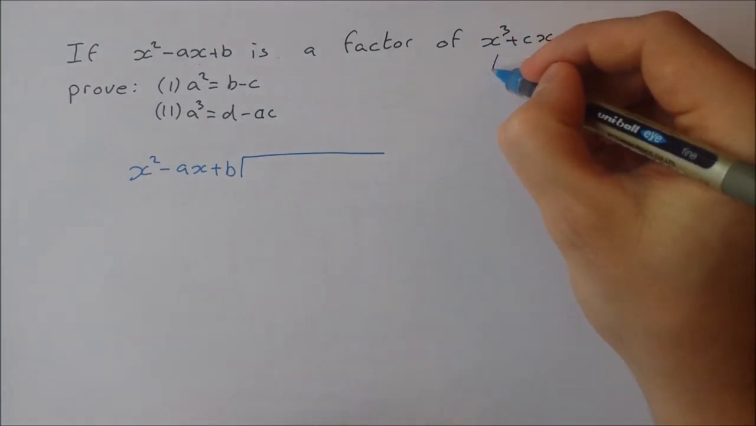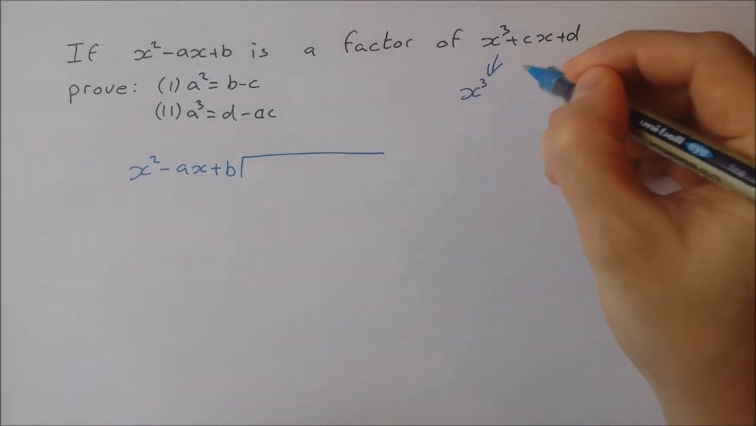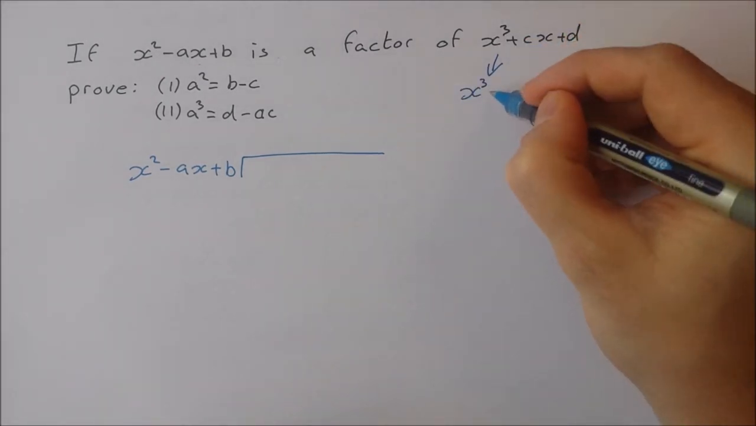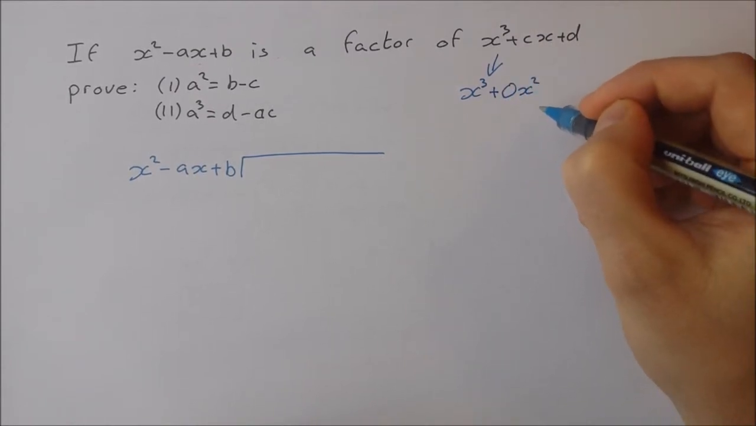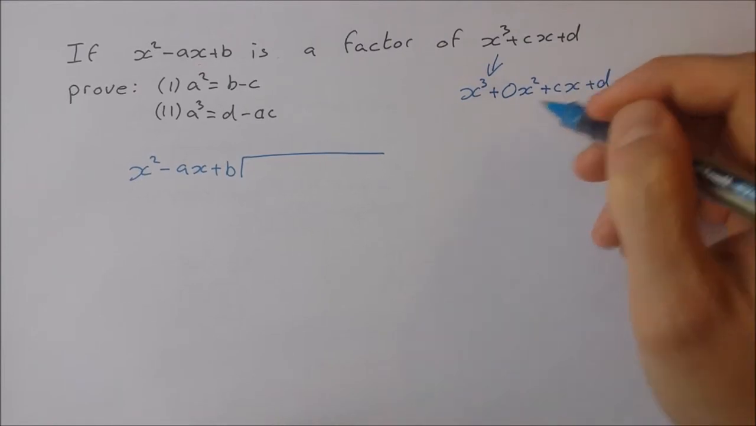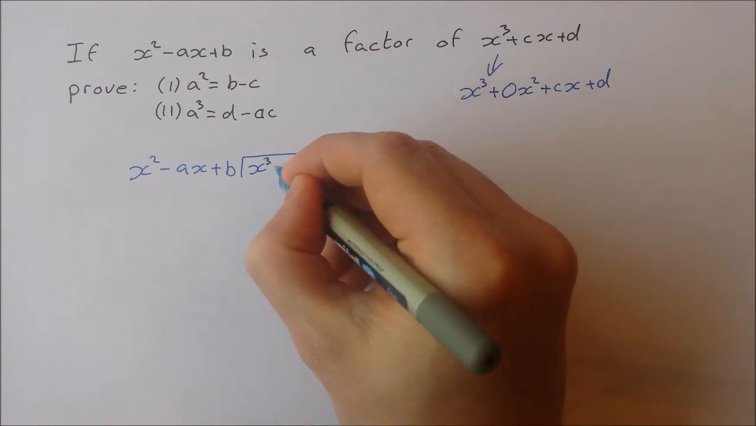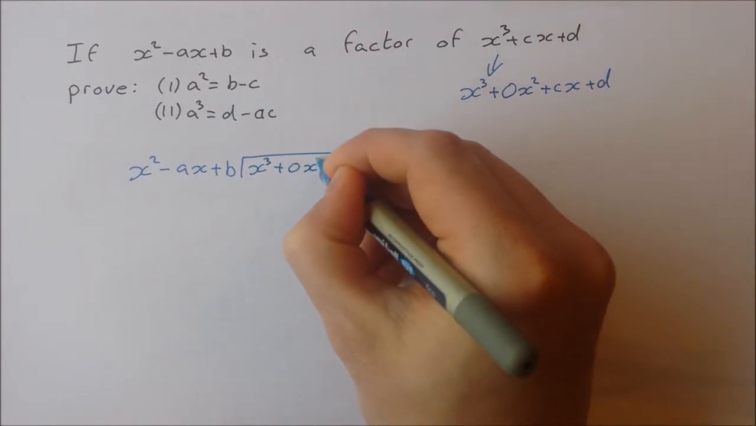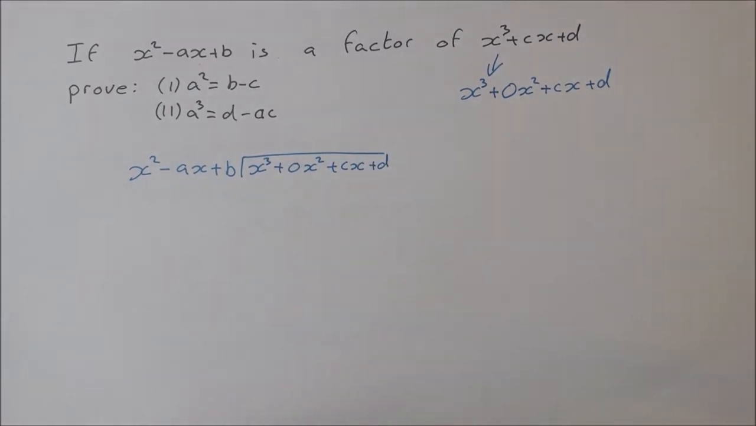Now, I'm just going to rewrite it to make it a bit easier for myself as x cubed. Because there's no x squared term, I'm going to write plus 0x squared plus cx plus d. That's just going to make it a bit easier for me. X cubed plus 0x squared plus cx plus d. Okay, so we'll start our long division and we should get a remainder of 0.